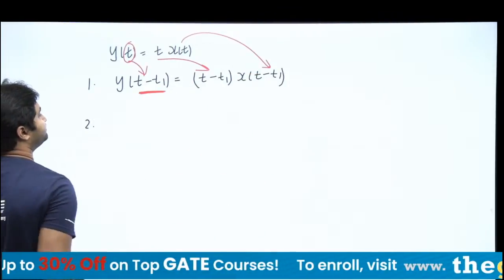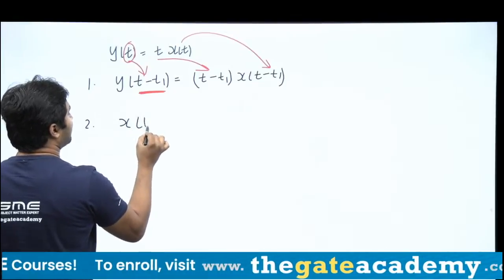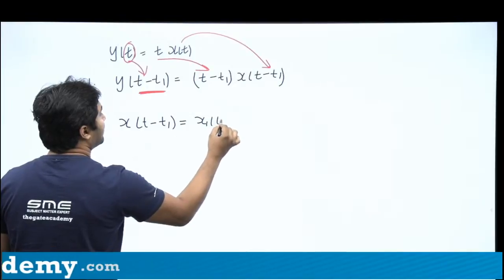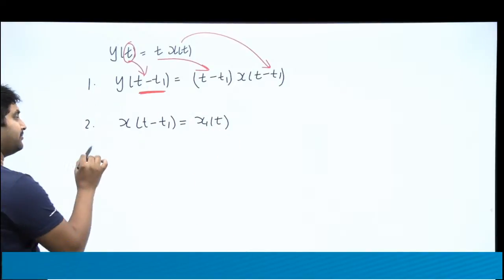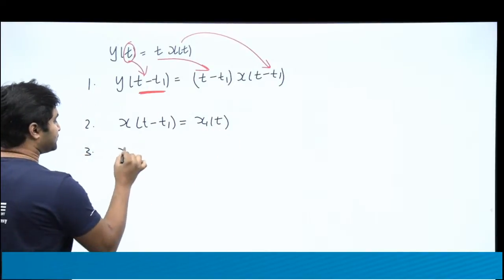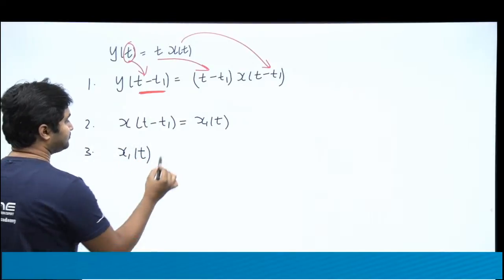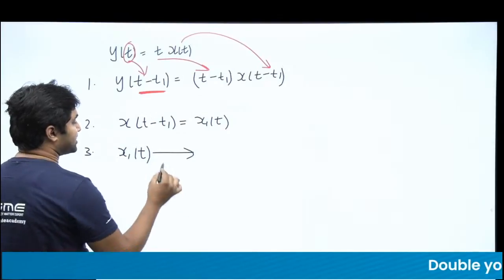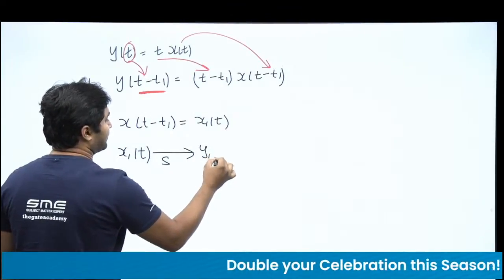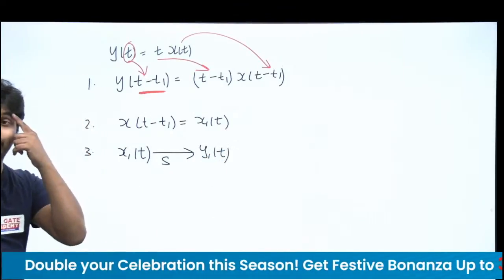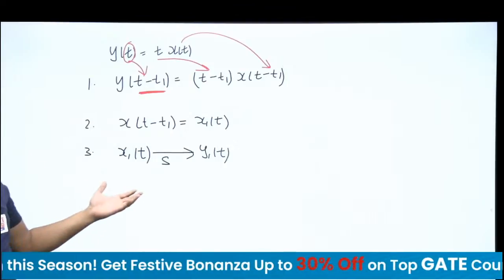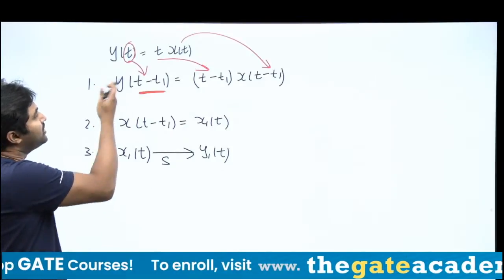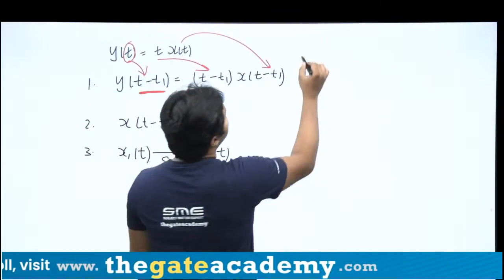Number two, x of t minus t1, I am going to call it as x1 of t. Third step, if I give x1 of t as an input passing through the same system, the output is y1 of t. Now tell me, what is y1 of t, my dear students? What is the system doing here?